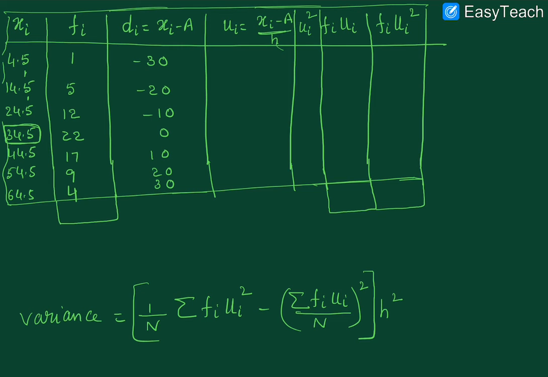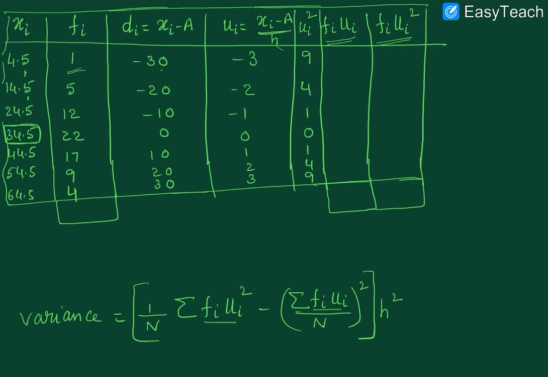Then what are the ui values? You will get minus 3, because 30 divided by 10. That is the reason: minus 3, minus 2, minus 1, 0, 1, 2, 3. Next we have to find out ui square. So 9, 4, 1, 0, 1, 4, 9. These are ui square. Next, in our formula fi ui is required and fi ui square is required. That is the reason in the table we are constructing fi ui and fi ui square also. So first of all find out fi ui.